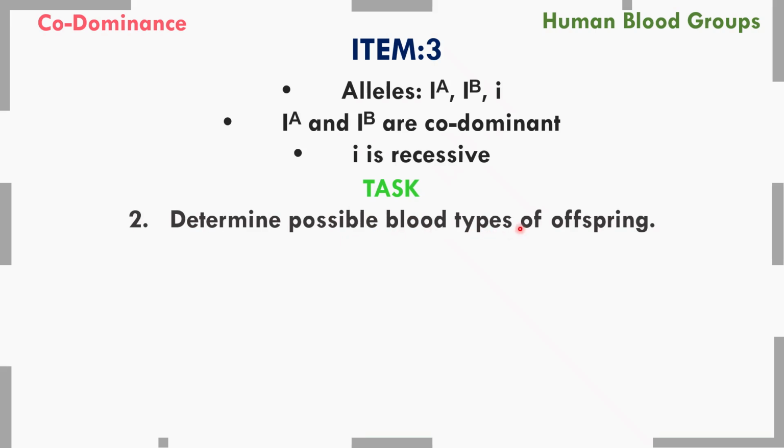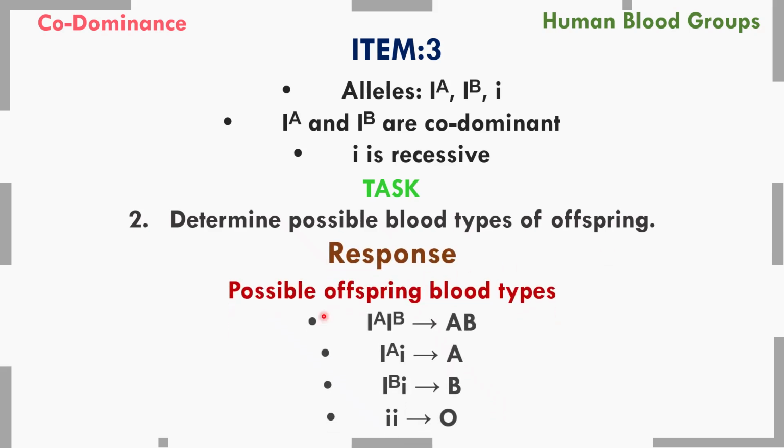Determine possible blood types of offspring. The possible offspring blood types: I^A I^B, that is blood group AB; I^A i, that is blood group A; I^B i, that is blood group B; ii, that is blood group O.